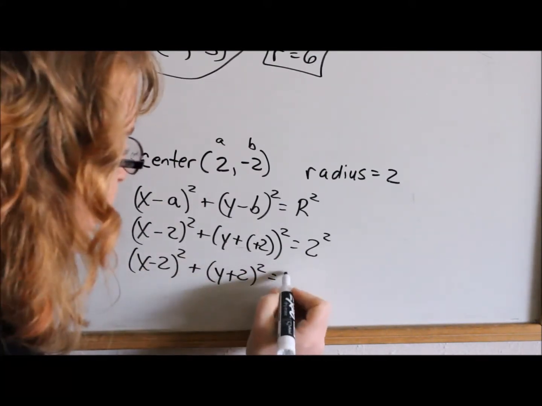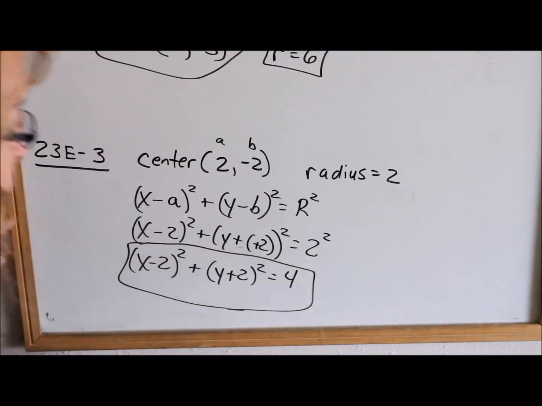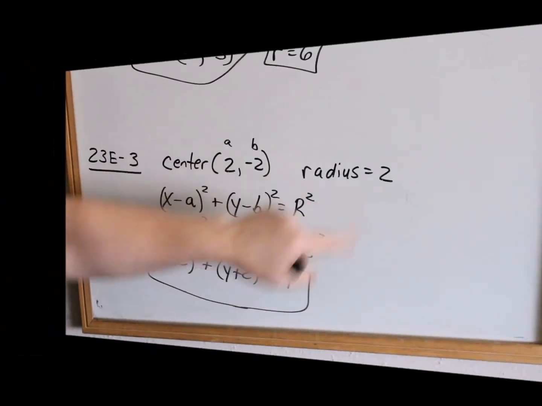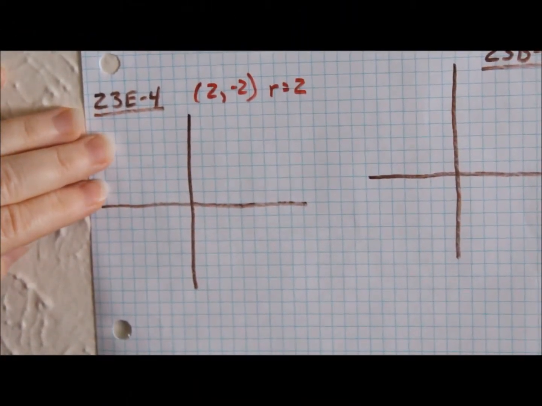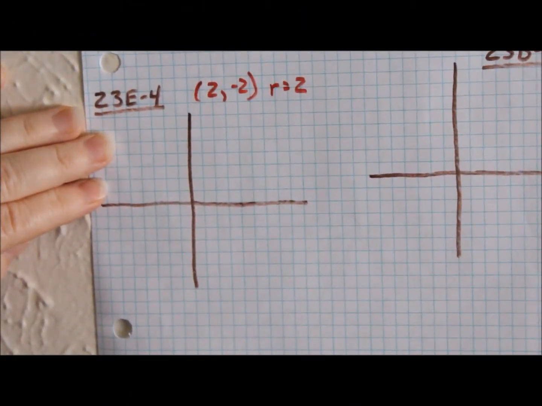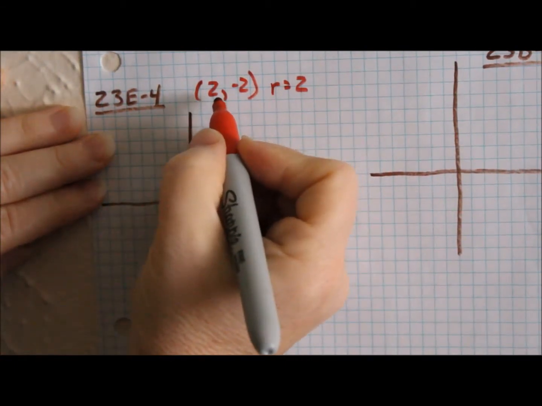Now square your radius, 4, and that would be the equation when you have this center and this radius. Okay, looking at 23E, number 4. They already gave us the center and the radius, so from the information they gave us, we could have already graphed it. So they told us that the center was 2, negative 2.